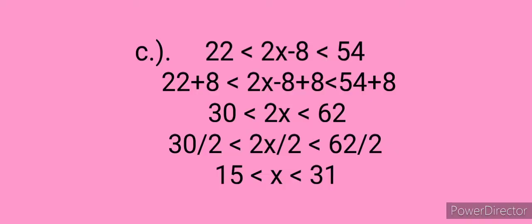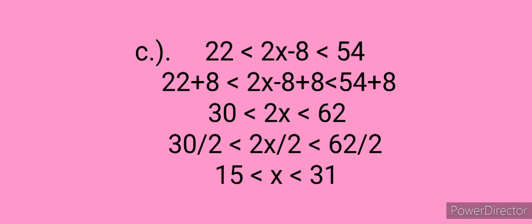I have two less than signs. It's actually no big deal. The only difference is you're going to be trying to isolate x in the middle. So when you're trying to isolate x in the middle, I'm just going to add 8 to all three sections of the inequality. When you've got a three-part inequality, you've got to add or subtract or multiply or divide each section by the same number. So here I get 30 less than 2x less than 62.